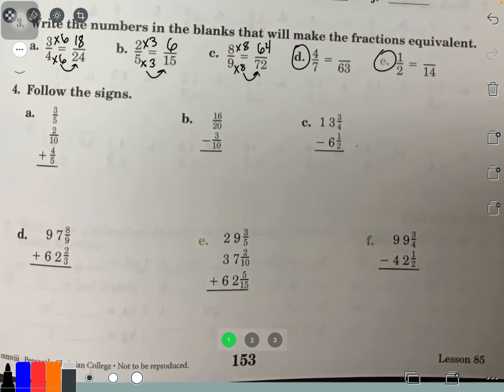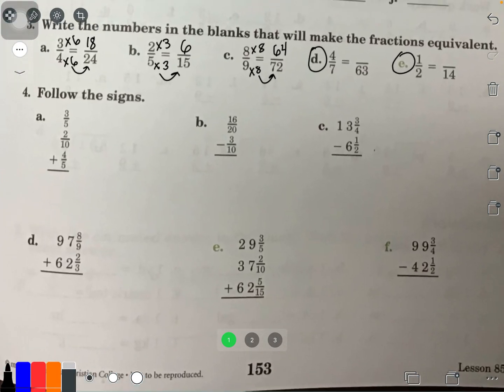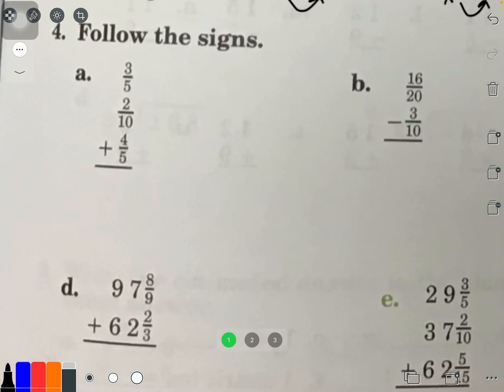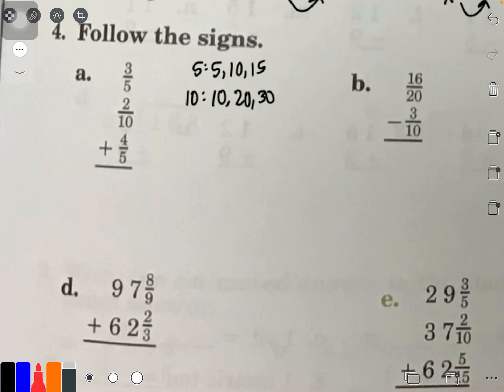Number 4, follow the signs. All right, so here we have to look again at the fractions and the denominators in the fractions. Notice how for the first one, they are different. We've got 5, 10, and 5. So I have to find the multiples of 5 and 10. On scratch paper, let's pretend I'm going to write out the multiples of 5: 5, 10, 15. The multiples of 10: 10, 20, 30. Oh, I can stop because I notice the first thing they have in common is 10.